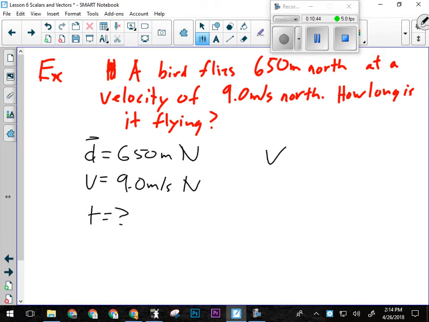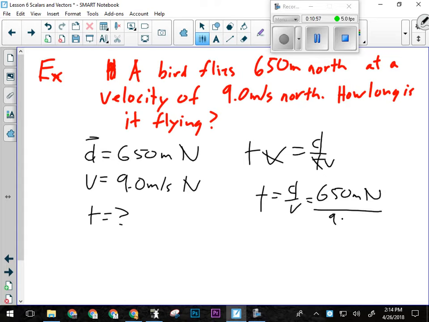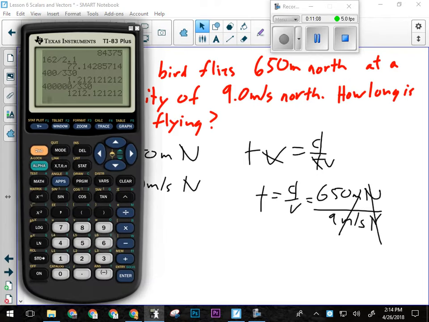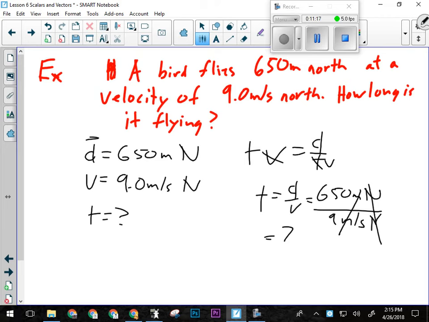Again, when we manipulate v equals d over t for time, time comes over here, speed comes over here, and we get t equals d over v. Well, that's going to be 650 meters north divided by 9 meters per second north. The norths essentially cancel. The meters cancel, and I'm left with seconds. 650 over 9. So 72 seconds is how long that thing's going to fly for. All right. Questions on that one?